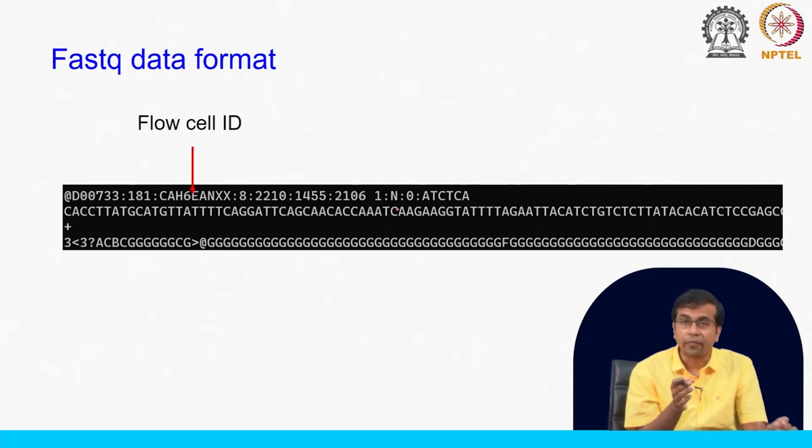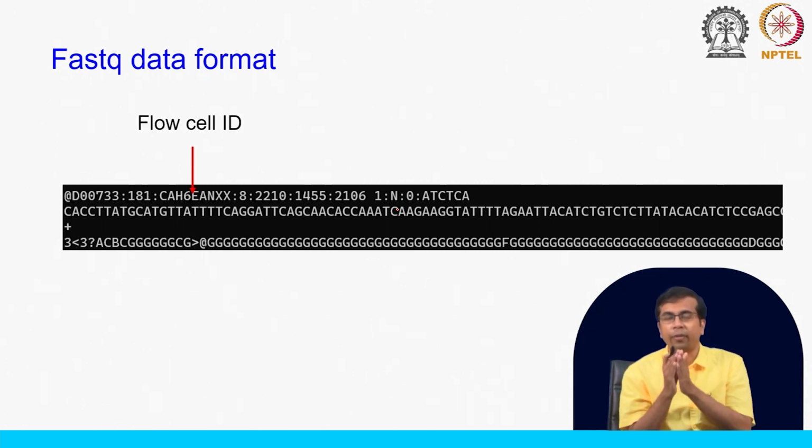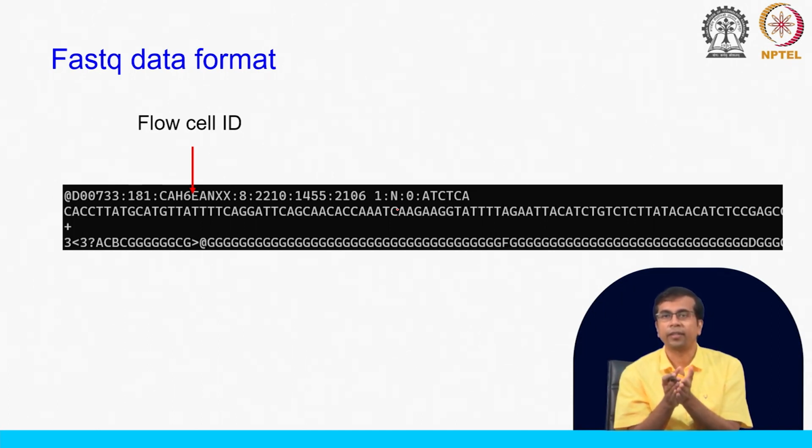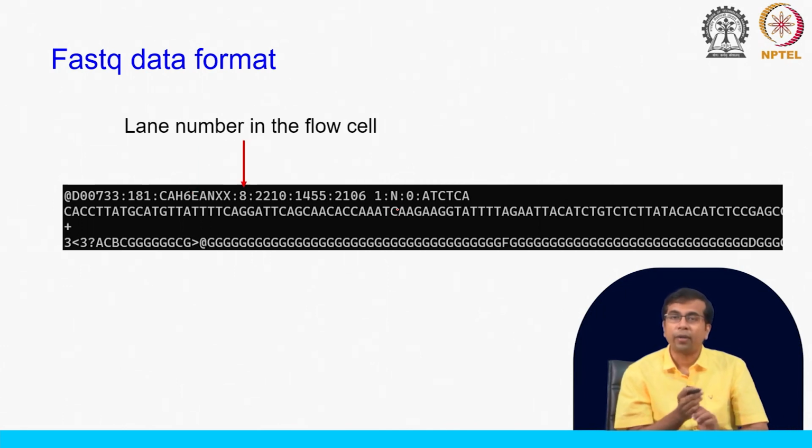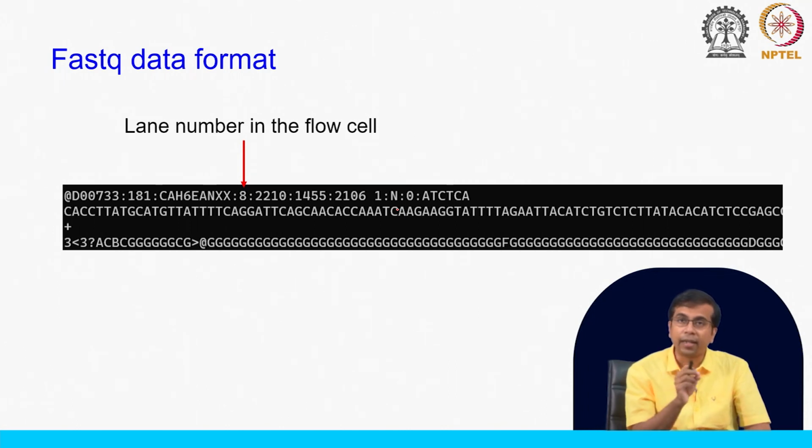Then you have the flow cell ID. Hopefully you remember the concept of the flow cell: all sequencing in Illumina is done on flow cells, and every flow cell has a unique ID. Then you have the lane number in the flow cell. If you remember the figure, there are multiple lanes, and this is the lane number in that flow cell, 8 here.